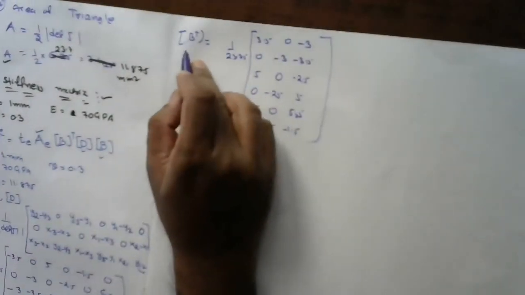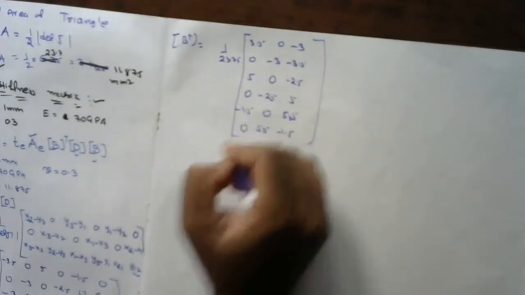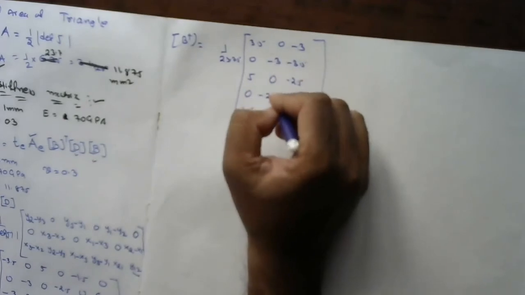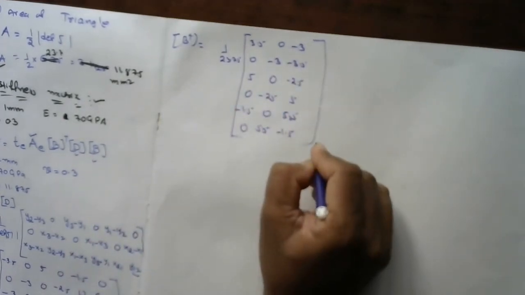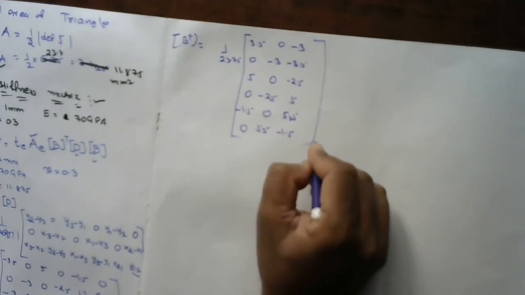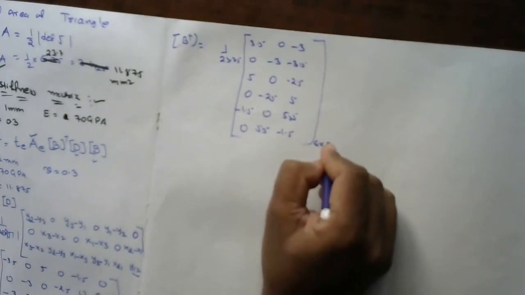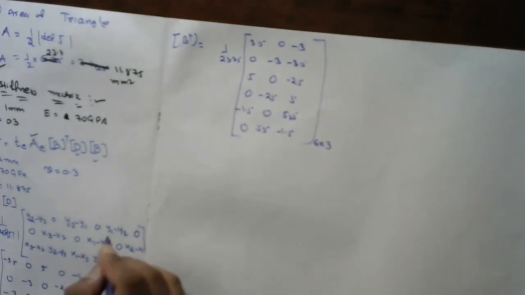So I would like to write that down here. For the B transpose, I have transferred these rows into columns. The first row I have written as the first column, the second row as the second column, and the third row as the third column. So it is equal to 6 rows and 3 columns. This would be the B transpose matrix.